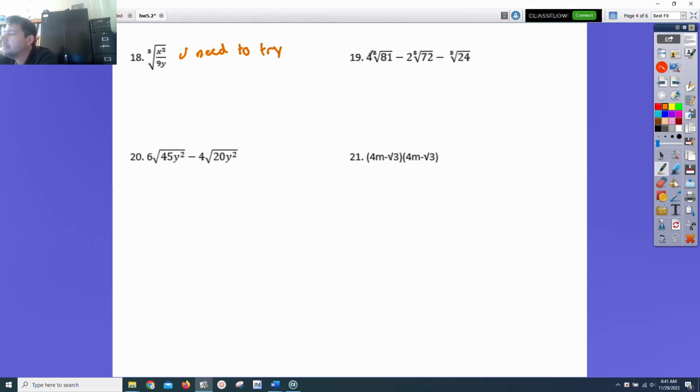I kind of like things like 19. I don't know why I like these, but I do. Cubic roots, simplification. So let me think about the cubic root of 81. 81, and here's the problem with mathematics, is that kids don't understand numbers, is 27 times 3. And the cubic root of 27 is 3. So that 81 became 3 cubic roots of 3. There's already a 4 there. We have 4 times 3 cubic roots of 3.